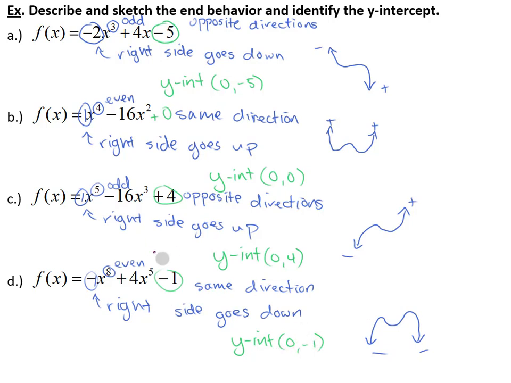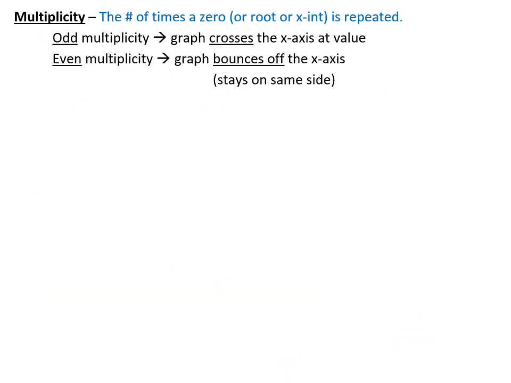Okay, my y-intercept here, we did have a constant of -1, so (0, -1). Okay, again, these can all be checked with Desmos just to show what's happening on the left and right-hand side by just graphing them as well. The next thing we're going to talk about is what's called the multiplicity.